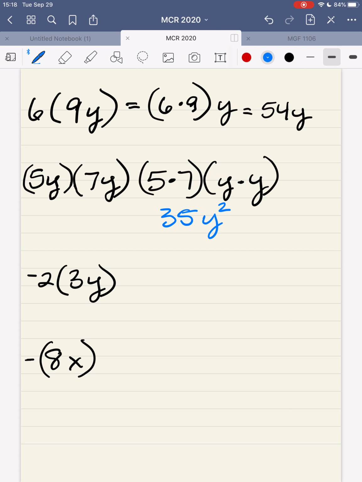The next one down, I'm not going to do any regrouping. I have a negative times a positive. We know that that's a negative. I figure out my signs first so I don't mess it up. 2 times 3 is 6, and the y adds on to that, or is multiplied by that. Negative on the outside of 8x, remember any negative on the outside with no sign in between, nothing else there, is a minus 1. And that is just going to go ahead and change your sign for each one of these. Okay, so I have negative 8x.